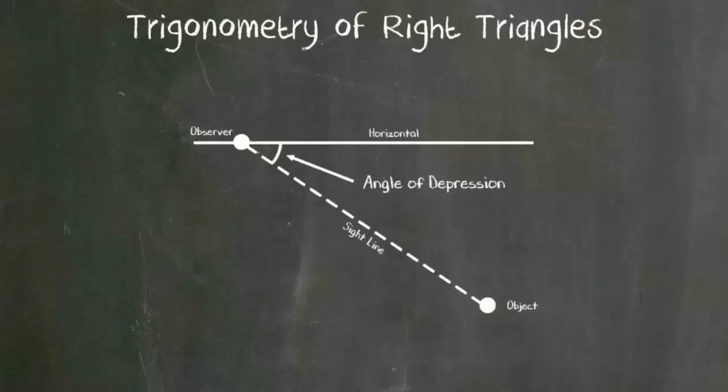The other angle that we have to know is the angle of depression. In this example, the observer is looking down to an object, so our sight line is going down. The angle of depression is the angle, again, between a horizontal line and that sight line.